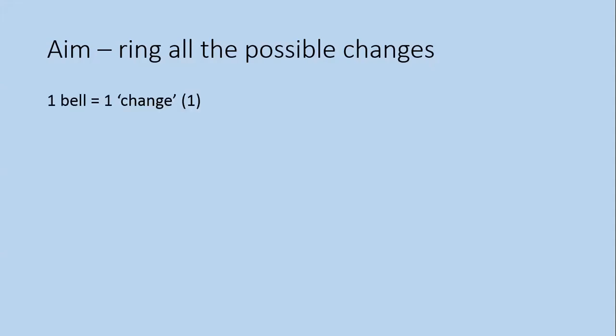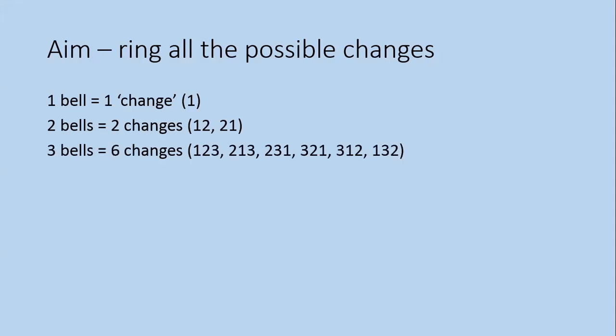On one bell, obviously there is only one change. One goes ding, and that's it. It can't change with any other bells. On two bells, we've got two changes. You can either go 1, 2, or you can go 2, 1. Again, probably not very interesting necessarily. On three bells, we've got 6 changes, and I've written them out there. And then after this point, it starts to get a bit silly to try to write out all the changes.